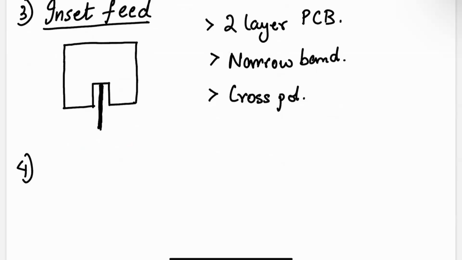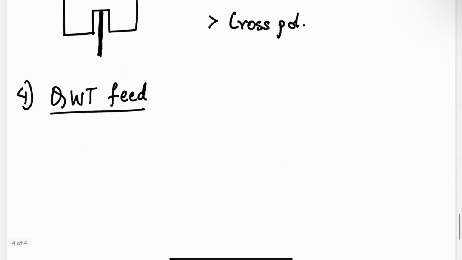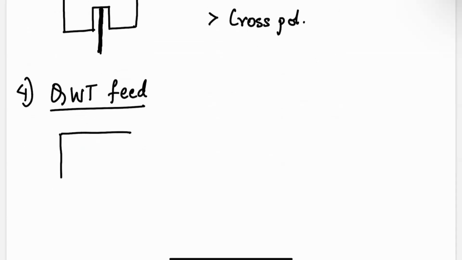Another way to do it is using a quarter wave transformer feed. So a quarter wave transformer is you take your patch. Maybe I should make a proper rectangle.